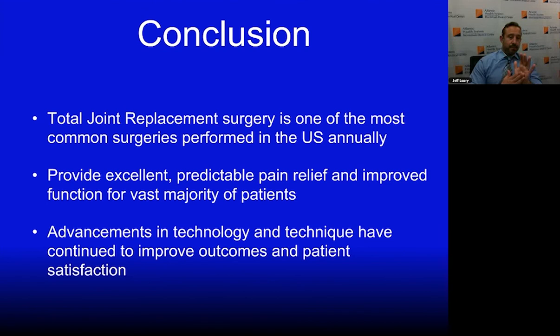So in conclusion, total joint replacement is one of the most common surgeries performed in the U.S. annually, and it's projected that that number is even going to double up to over 3 million per year over the next 10 years. These surgeries provide excellent predictable pain relief and improved function for the vast majority of patients. Advancements in technology and technique have continued to improve outcomes and patient satisfaction.